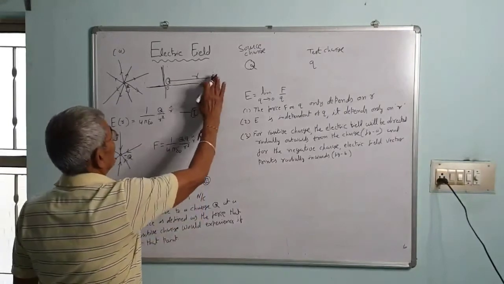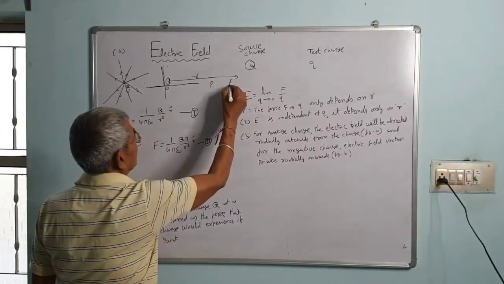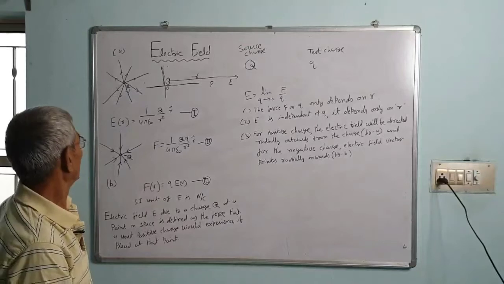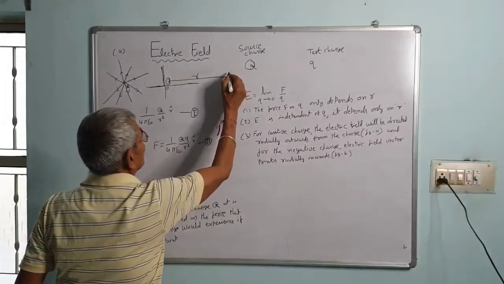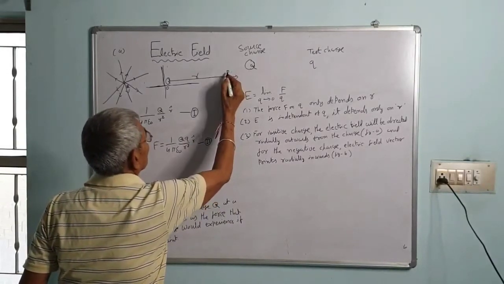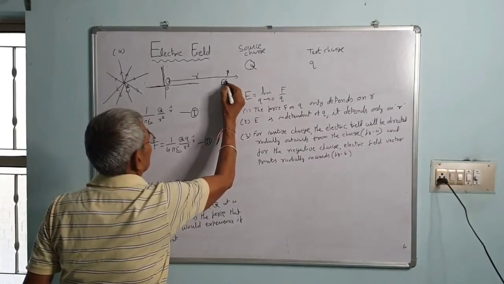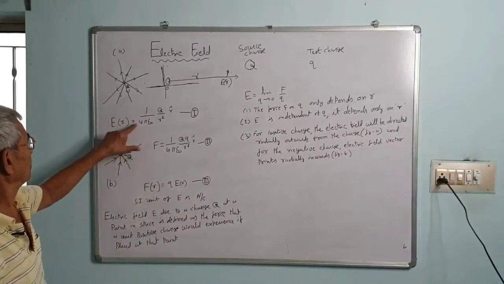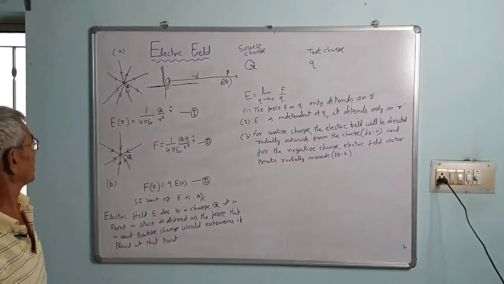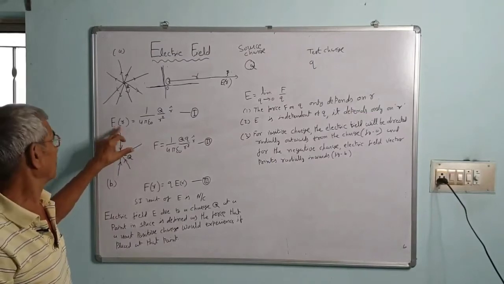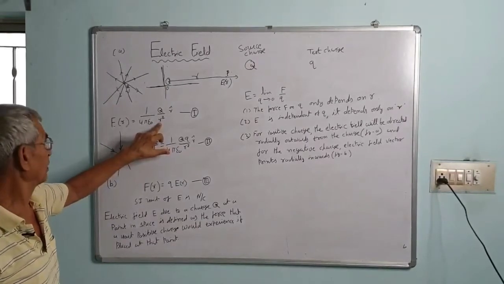This electric field is everywhere surrounding Q. So E at position r, this point is P, is equal to 1 upon 4 pi epsilon 0 Q upon r square. That is, the electric field of a charge is given by this equation. It depends only on the position vector r.